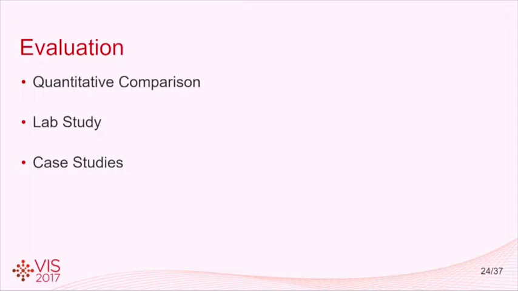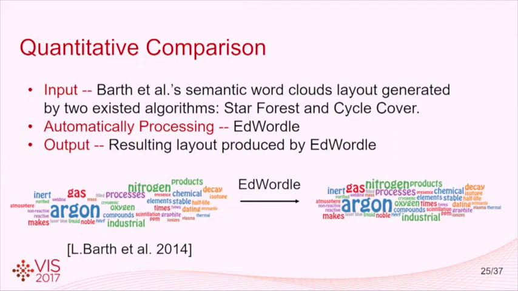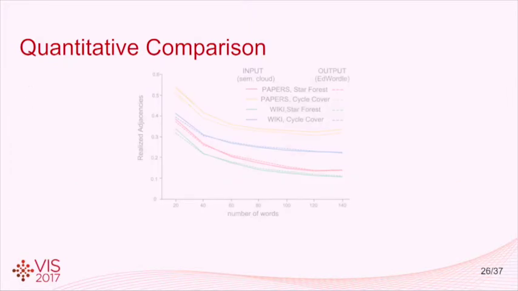Now let's talk about the evaluation of our method. We have done evaluation in 3 steps: quantitative comparison, lab study, and case studies. In quantitative comparison, we use other semantic word cloud layouts as input for EdWordle for further processing. We use 2 datasets, which contain 168 layouts of different articles in total.